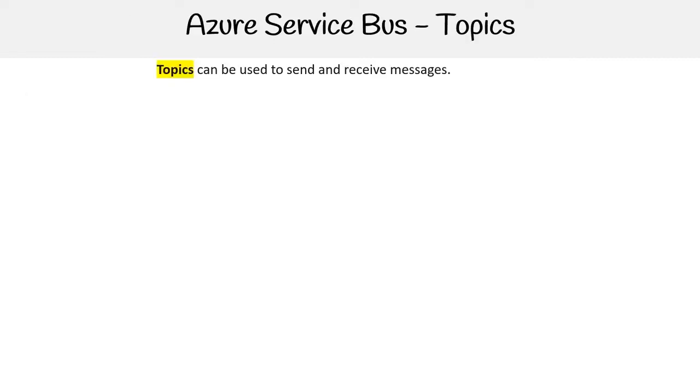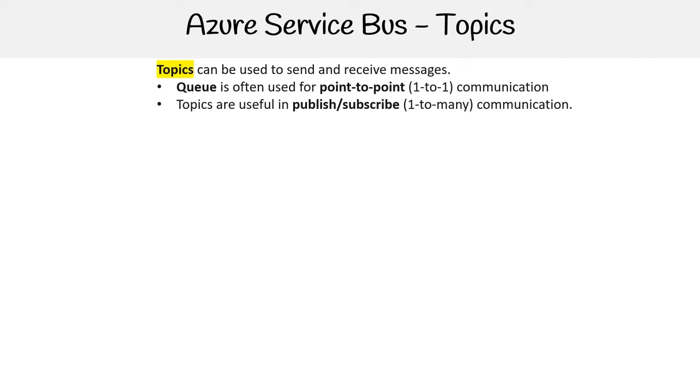So topics can be used to send and receive messages. And the idea here is you have a queue, which is often used to facilitate point-to-point communication. And topics are useful in publish to subscribe, so one-to-many communication. So if you want one-to-one communication, you use queues. If you want PubSub, then you use topics. And both these options are available for Azure Service Bus.